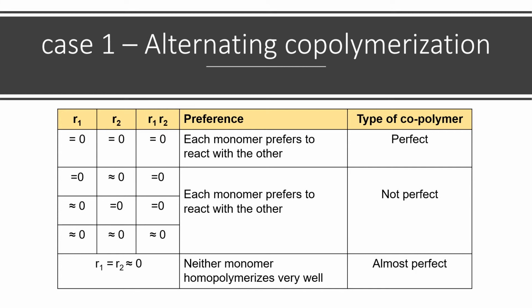And if the reactivity of monomer 1 is equal to the reactivity of monomer 2 and it is almost 0, neither monomer homopolymerizes very well, so it produces an almost perfect alternating copolymer.